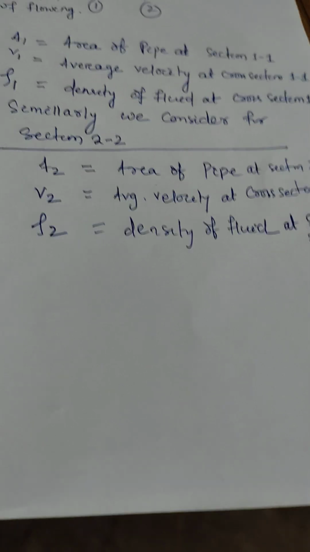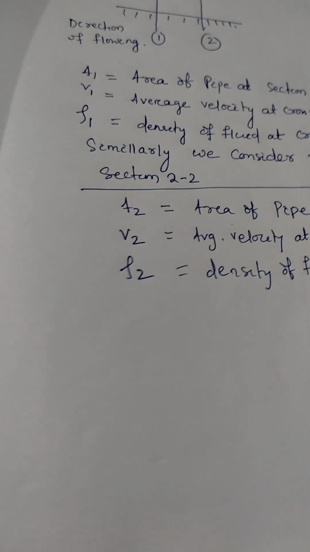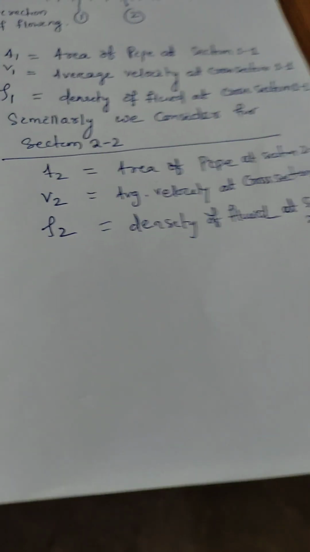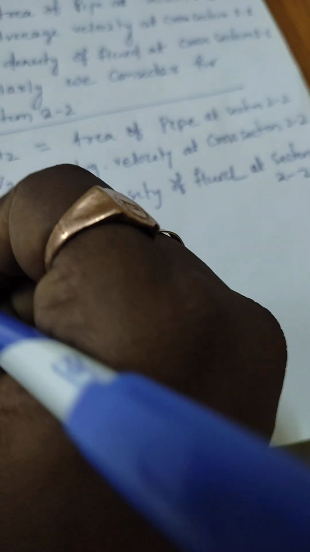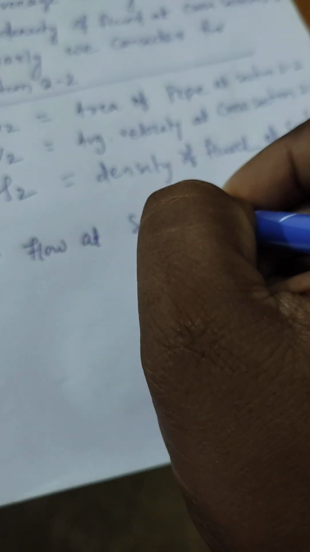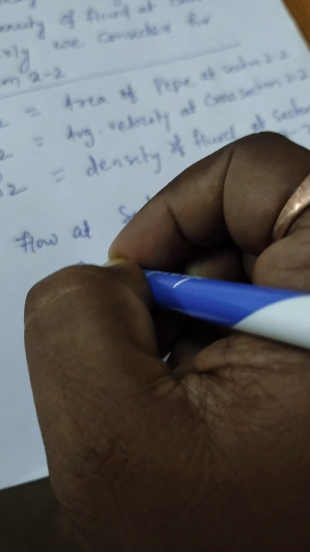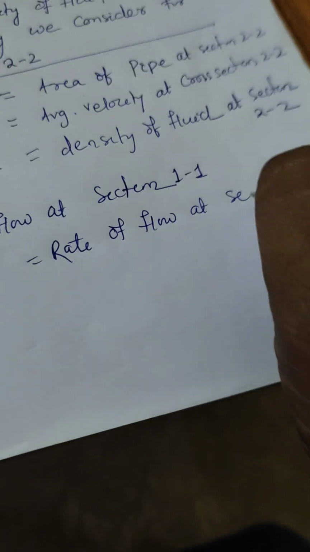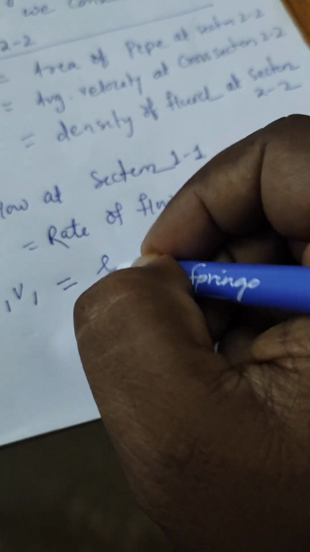Similarly at section 2. So according to the continuity equation, the rate of flow at section 1 equals the rate of flow at section 2. So according to the continuity equation, the formula is rho 1 A1 V1 equal to rho 2 A2 V2. But here the same fluid is flowing in a pipe.